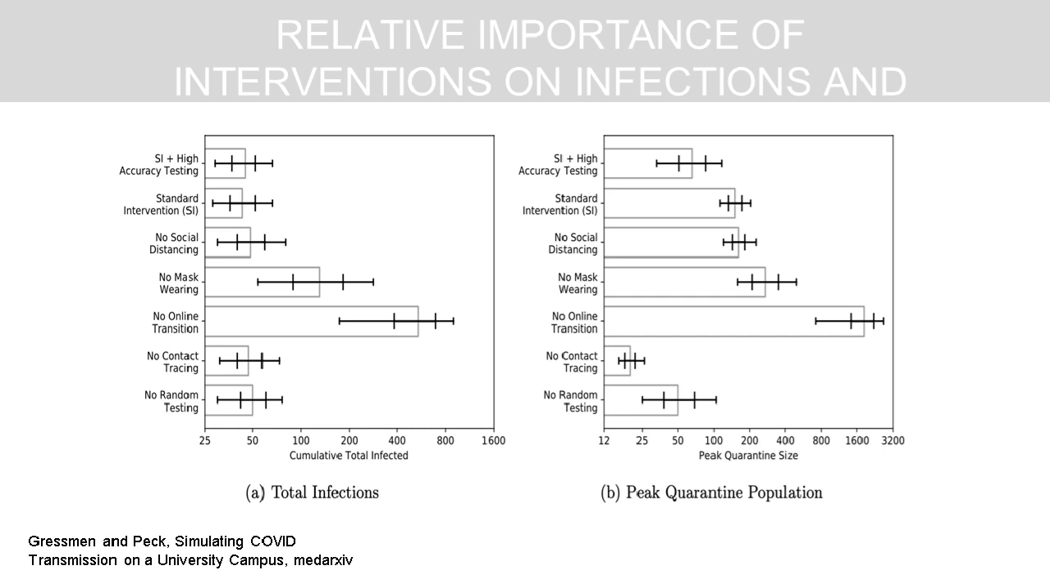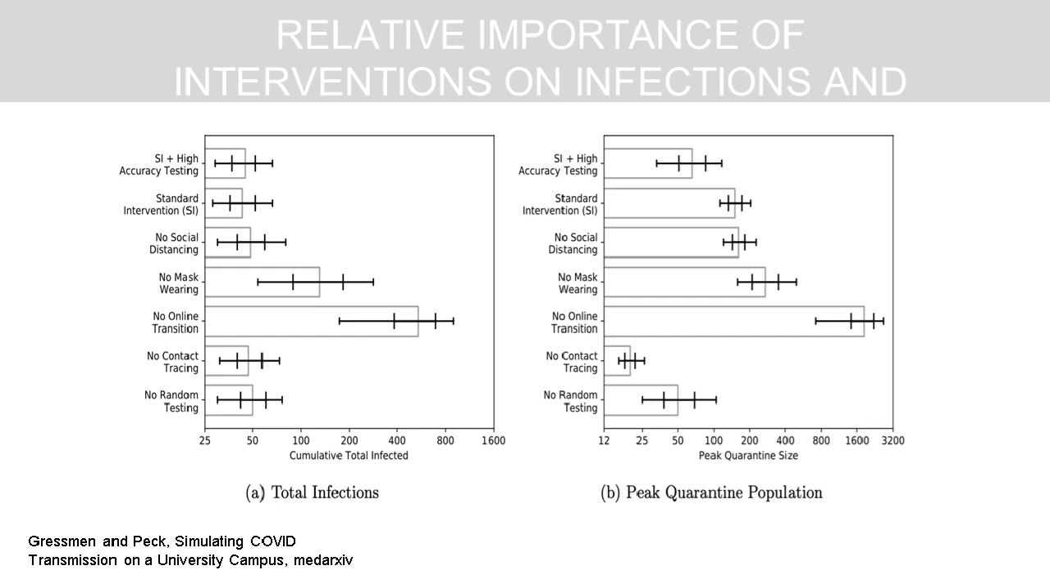The second most impactful intervention in isolation was mask wearing, underscoring the need for students to actively participate in social distancing and masking interventions. As well as the other interventions, obviously, are critical in terms of contact tracing and testing. Now, if you look on the right-hand side, we see a similar picture in terms of the importance of online transitioning and mask wearing in controlling the peak quarantine size.